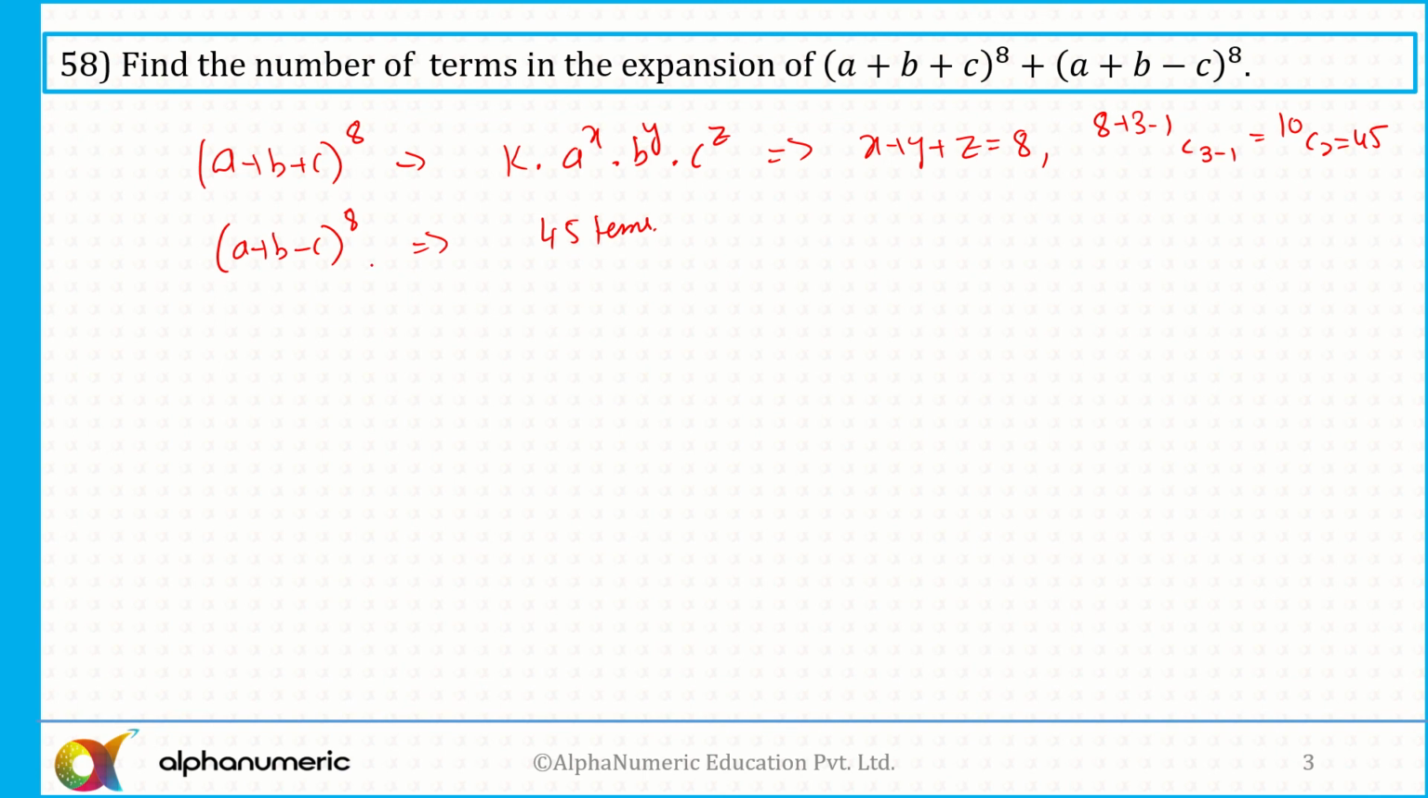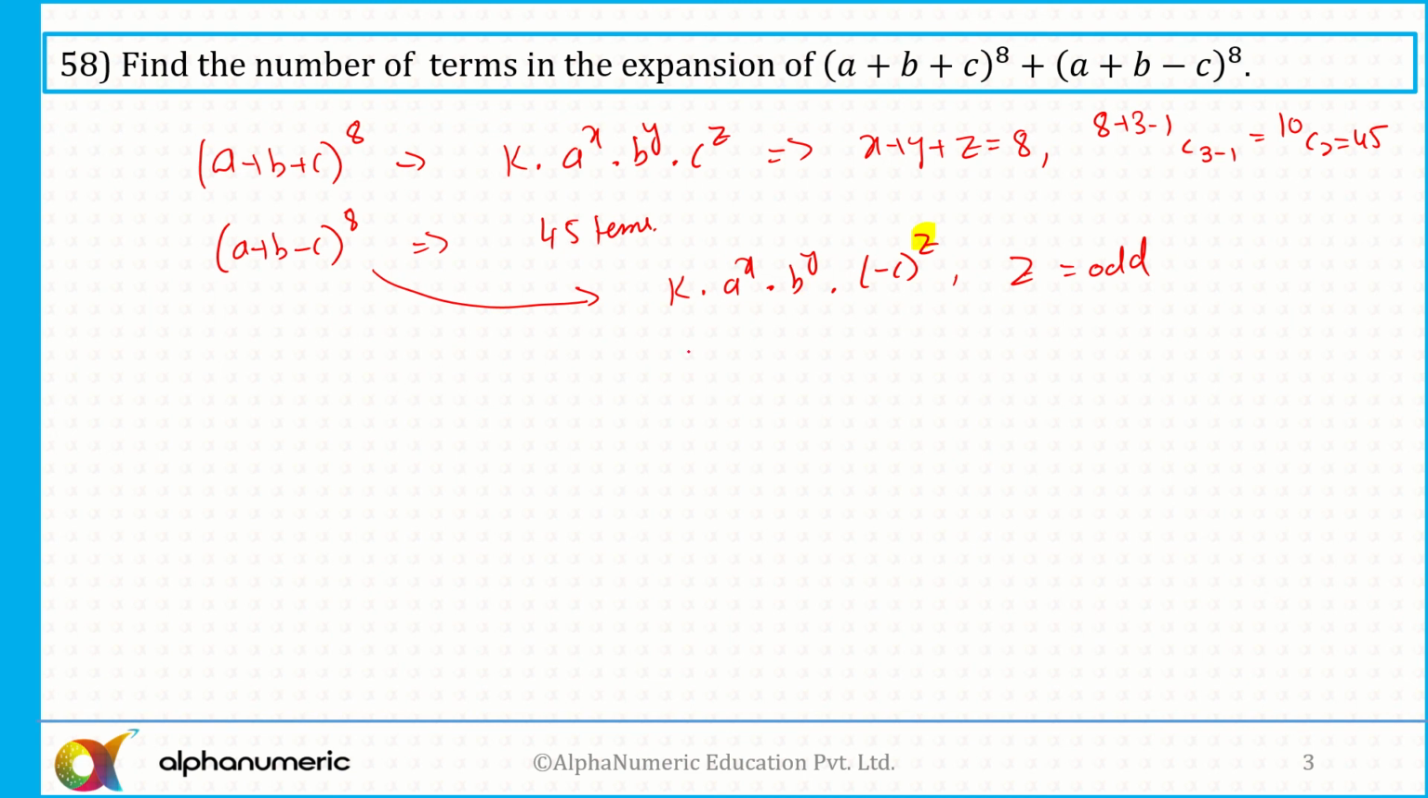If I expand this, it will be k into a^x into b^y into (-c)^z. So, can I say this will be negative whenever z is an odd number? Why? Because the moment z is an odd number, then minus something raised to an odd power makes the entire term negative. Or you can take (-1)^z into c^z, and (-1)^z is negative whenever z is an odd number. So I need to solve.